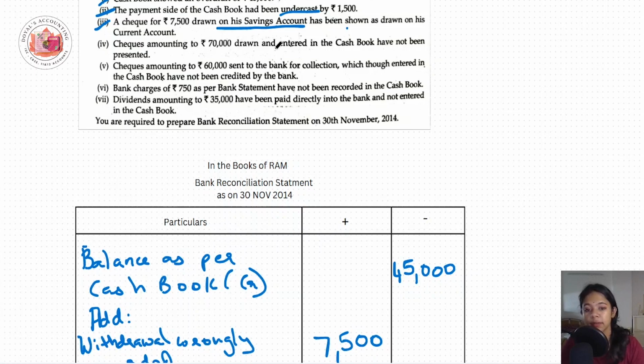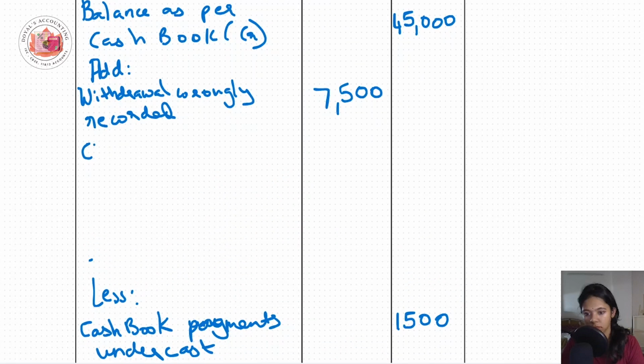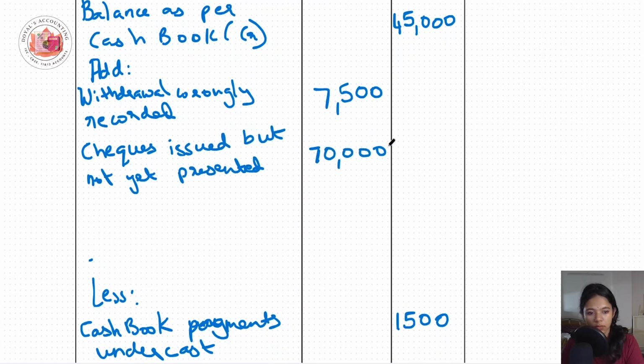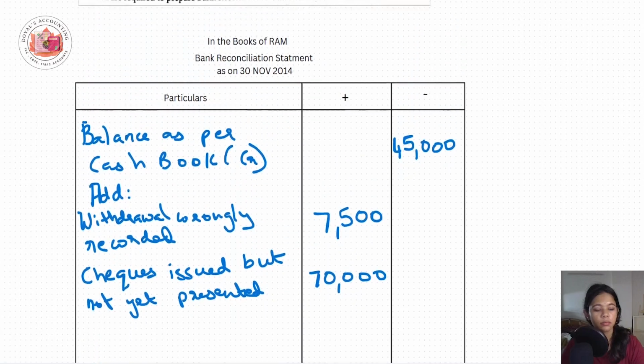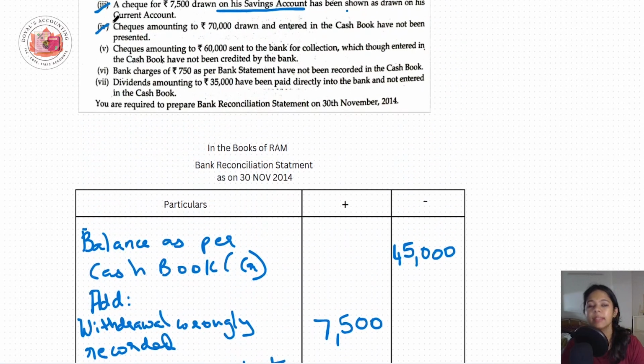Checks amounting to Rs 70,000 drawn and entered in the cash book have not been presented. So this is a case where checks have been issued but not yet presented. In our cash book, we have recorded that a payment has been made, but in our passbook, no amount has been debited. So our passbook balance is more than our cash book balance. And if I want to equalize the two, I will have to add this 70,000 to my cash book balance. Checks issued but not yet presented, 70,000. Let's see the next one.